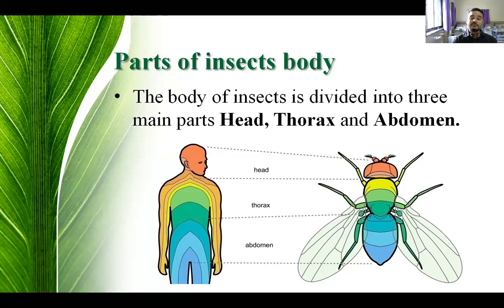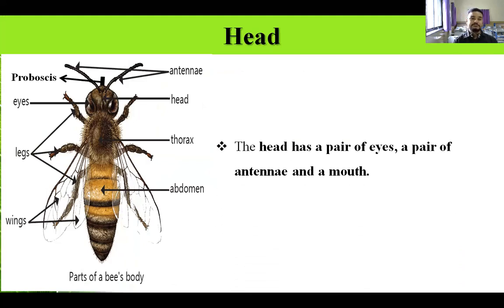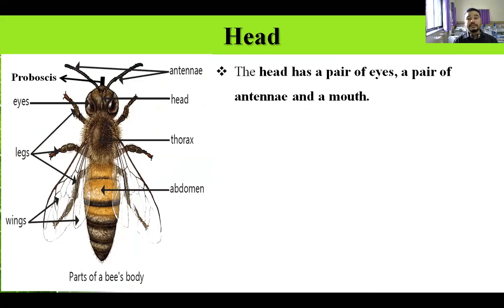Very good. So the three parts of their body are head, thorax, and abdomen, that we have already learned, and now we will do the revision for that. The first part is the head, which is located at the top or in front of the body, and contains a pair of eyes. Like we also have a pair of eyes, they also have a pair of eyes, and along with that they have one more pair of things called antenna. What is it called? It is called antenna.